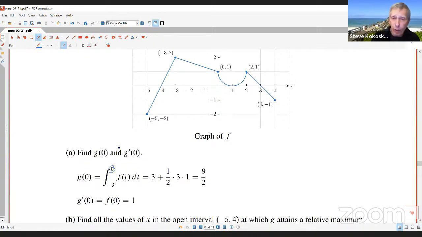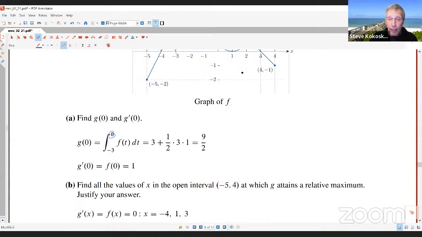I'm going to scribble a little bit up here. From -3 to 0, I've got to find the area of that region. I suppose that's a trapezoid, but I split it up into the area down here, which is 3 squares, and the area of a triangle up above, and I got 9 halves. And the fundamental theorem of calculus comes into play here. We know that g prime of x in this case is equal to f of x.